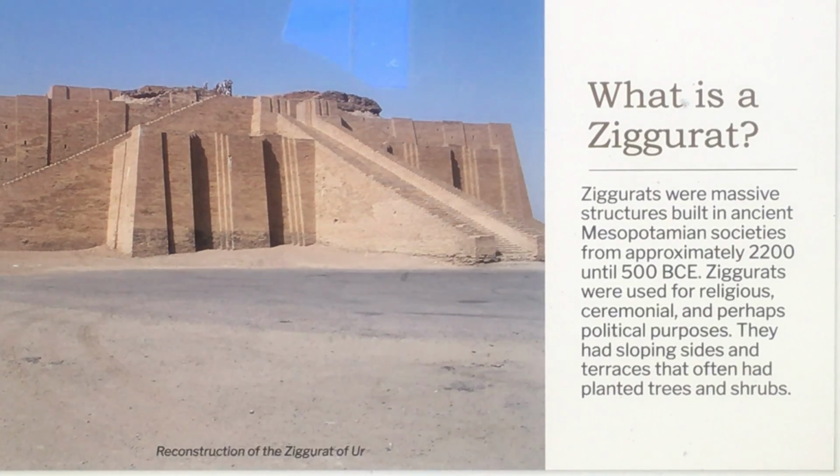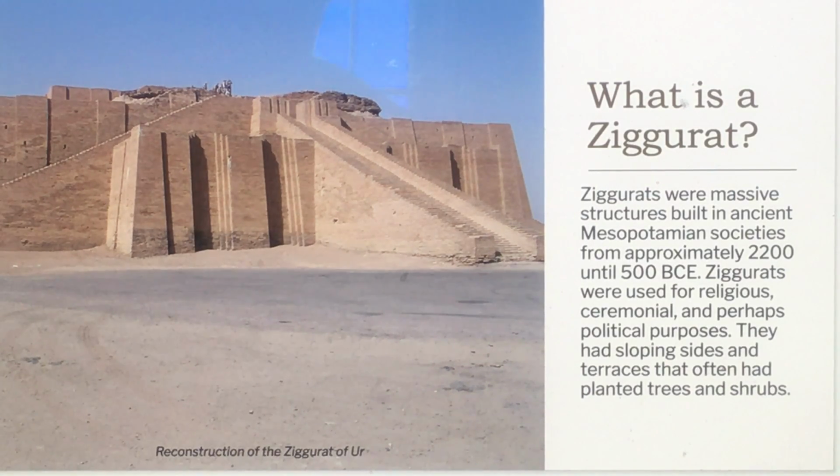So ziggurats are massive structures built in ancient Mesopotamian societies from approximately 2200 until 500 BCE. Ziggurats were used for religious, ceremonial, and perhaps political purposes. They had sloping sides and terraces that often had planted trees and shrubs.